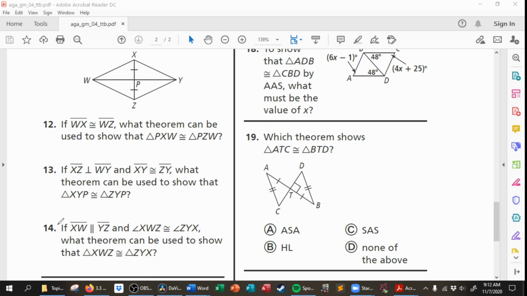And our last one, if XW is parallel, well, that's a new one. That's an exaggerated 2YZ. And XWZ, that's this whole thing here. Where was I? XWZ, ZYX, that's an X guy. What theorem can be used to show XWZ and ZYX?